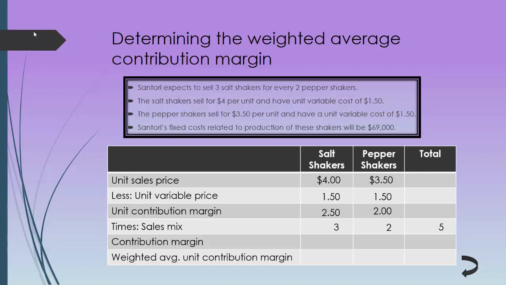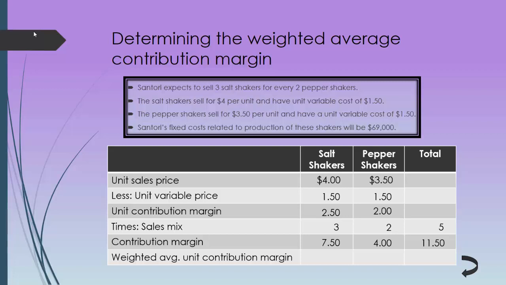Well, let's take our unit contribution margin, multiply it by the number of that particular unit within our sales mix, and that's going to give us our overall contribution margin for that particular model. So for the salt shaker, we take the $2.50, we multiply it by 3, and we get $7.50. For the pepper shaker, we take $2, we multiply it by 2, we get $4, which means our total contribution margin for each, they call it bundle, that we're going to sell every 5 units is going to be $11.50. If we do indeed sell 3 salt shakers for every 2 pepper shakers.